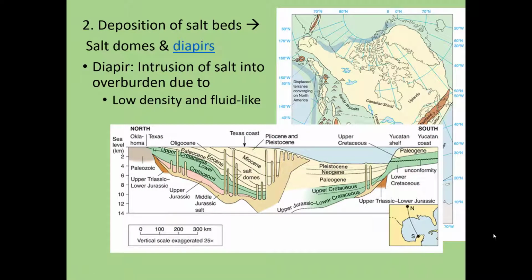So here's a cross section of the Gulf of Mexico. You can see in this little inset down here that it's a cross section from Texas down through the Gulf of Mexico to the Yucatan Peninsula. And these are salt diapirs. They're smaller than salt domes, but they rise up because you have this very thick, buoyant salt layer here. They're more buoyant and less rigid than the overlying rock layers, and they push their way up through.